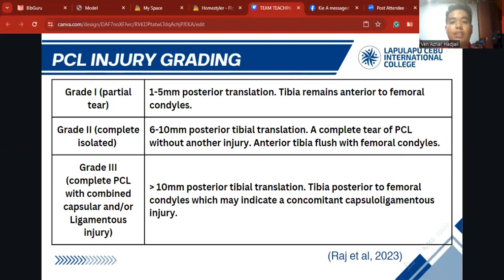The difference here is there is a complete tear in the PCL without another injury. For grade 3, it is more than 10 millimeter in posterior tibial translation, and this also has another injury. So the difference in the three: grade 1 is only the posterior translation and no tear. Grade 2 has the translation and tear, and grade 3 has the translation, the tear, and another injury.